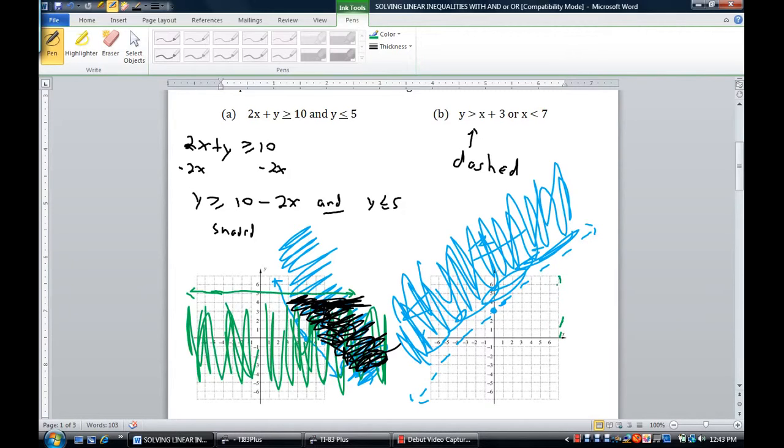So we're going to draw a vertical line through x equals 7. For x equals 7, less than means to the left. If you take a number like 4, is 4 less than 7? You say yes. So that means I'm going to shade to the left.